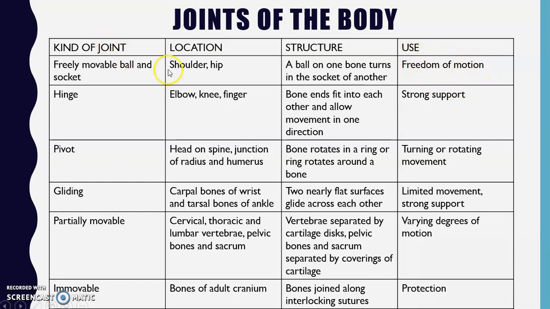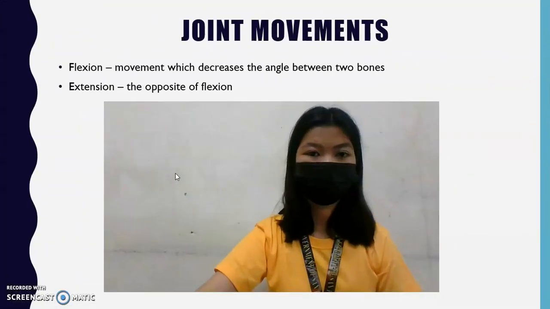So, ball and socket joint, dito yan sa shoulders. So, we can rotate and, ayun, para maraming motion na magawa. Lahat naman ng nandito, very self-explanatory. So, I will also send this PowerPoint, aside from this video. So, nandyan naman lahat ng location, structure, and use for the kinds of joint. Next, for each joint, meron tayong joint movements na tinatawag.